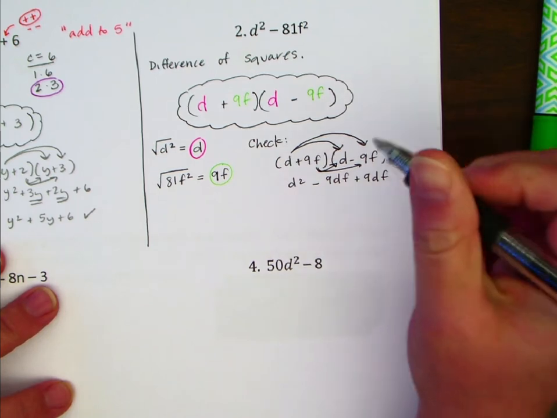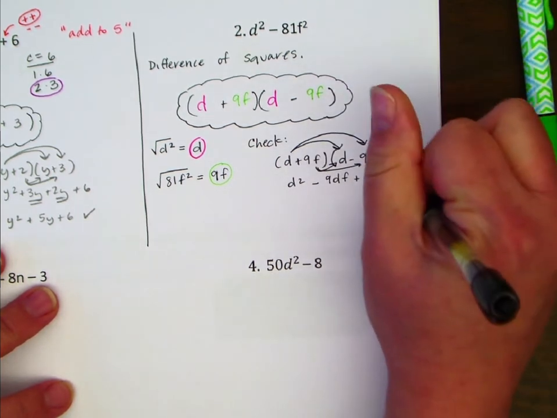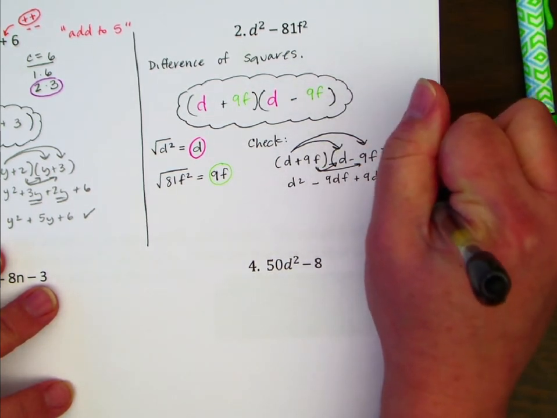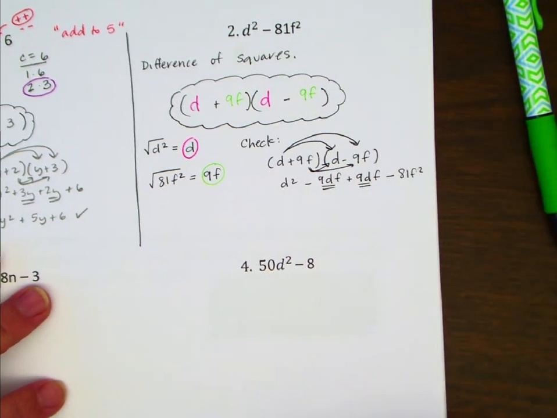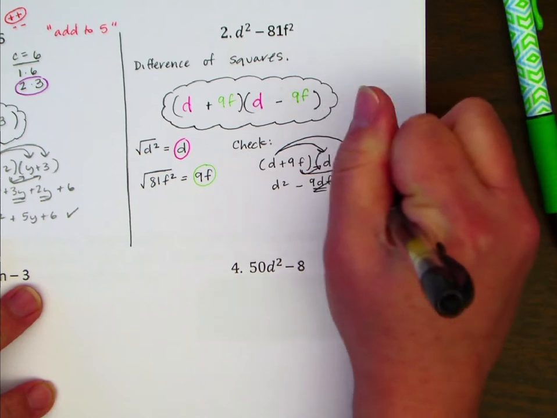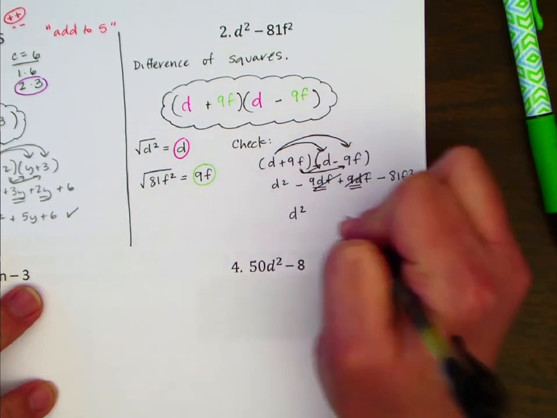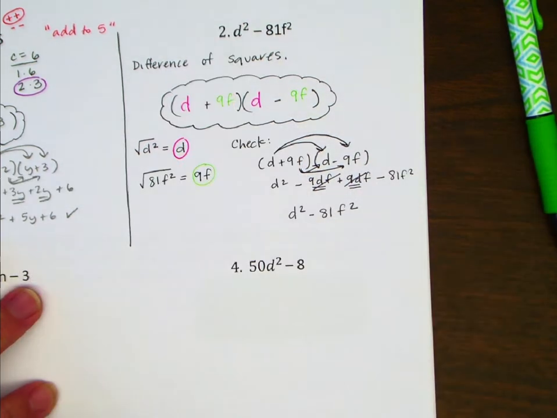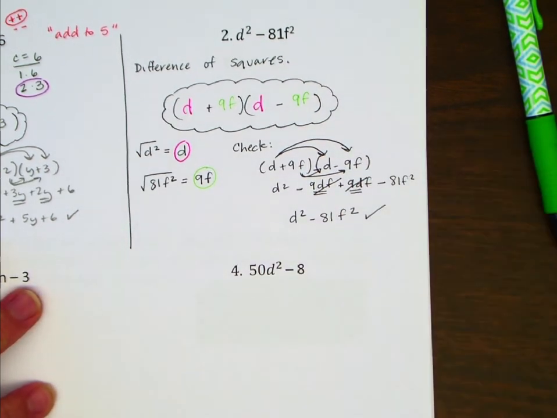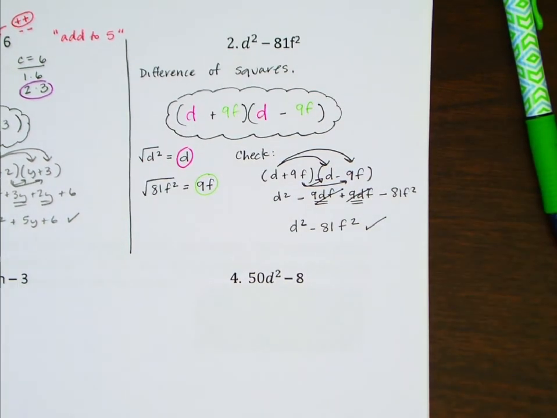And then 9F times negative 9F is negative 81F squared. Look at your middle terms. They're the same but different signs, so that means they go to 0. And then I get D squared minus 81F squared. That's what we started out with. Check it, we're good. Okay?